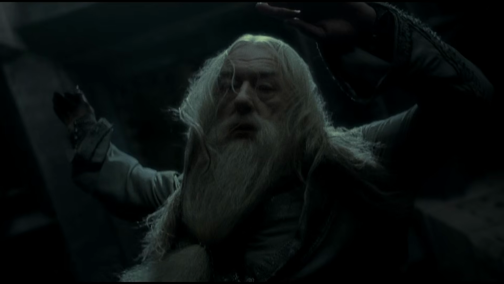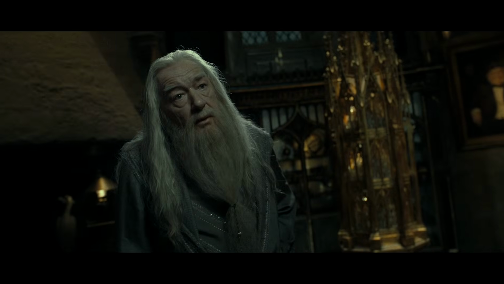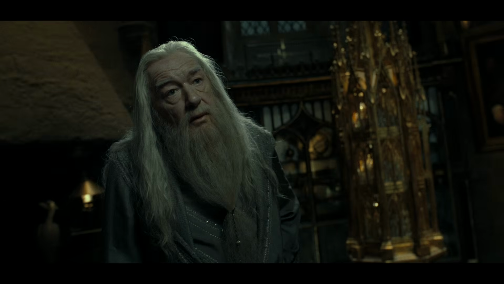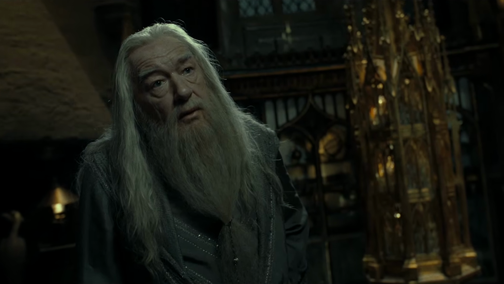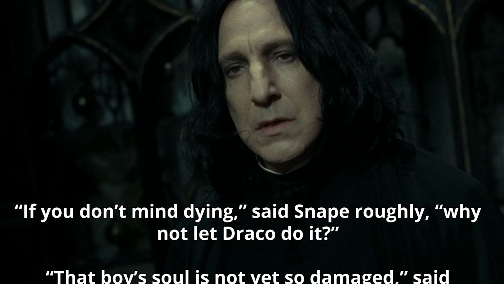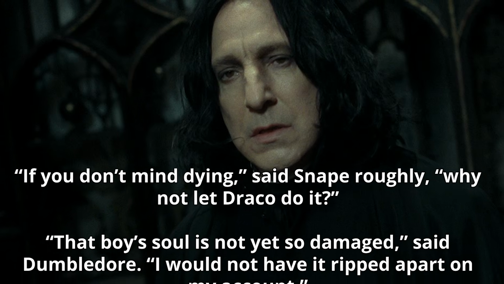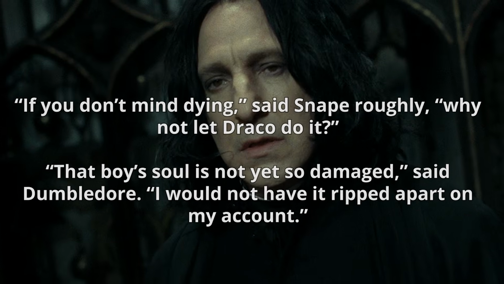Starting all the way at the beginning, we know that Dumbledore's death was preordained. It had to happen, and he was going to die anyway. That's why Dumbledore enlisted the help of Snape to kill him. "If you don't mind dying," said Snape roughly, "why not let Draco do it?" "That boy's soul is not yet so damaged," said Dumbledore. "I would not have it ripped apart on my account."